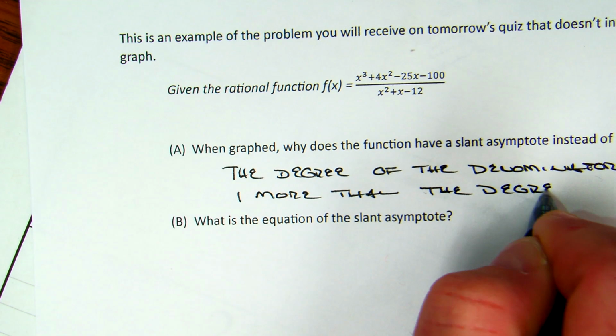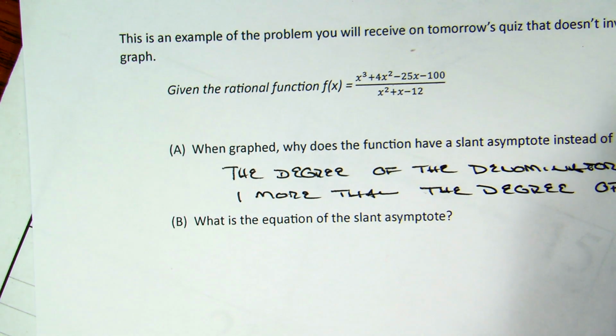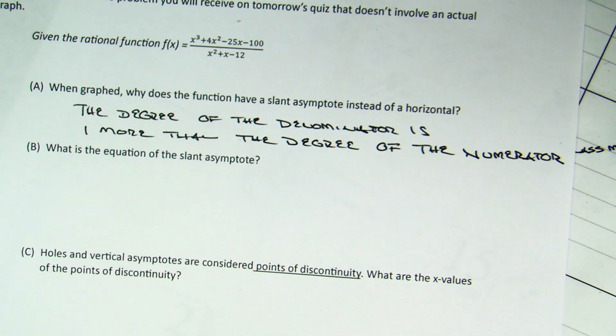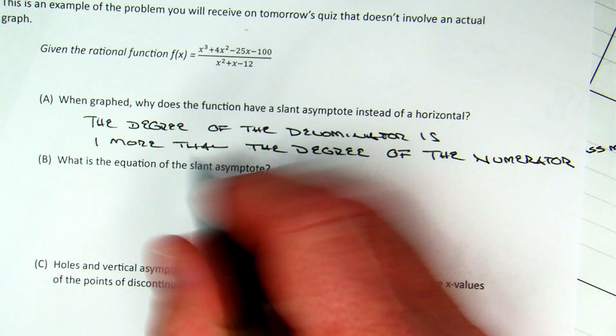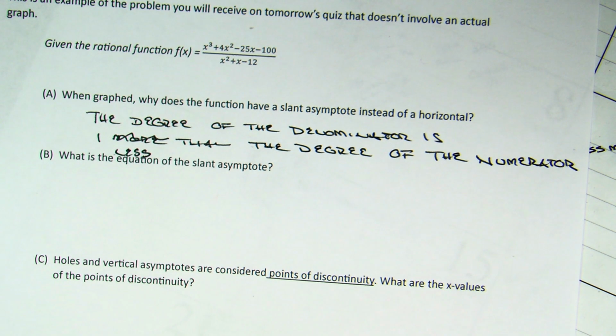This is what, if you're looking, you look at what you wrote, and you make that decision. I'm telling you, when I create my answer key for the quiz, that's what my answer is going to look like. The degree of the denominator, the degree of the numerator, or this should be one less. Sorry. The degree of the denominator is one less than the degree of the numerator. Or you can put the degree of the numerator is one more than the degree of the denominator. Okay? Either one.